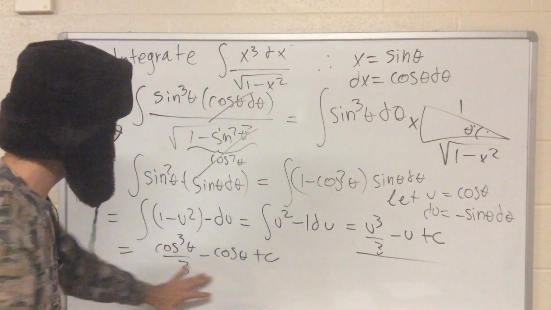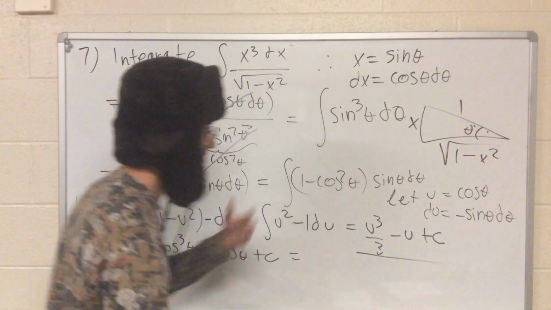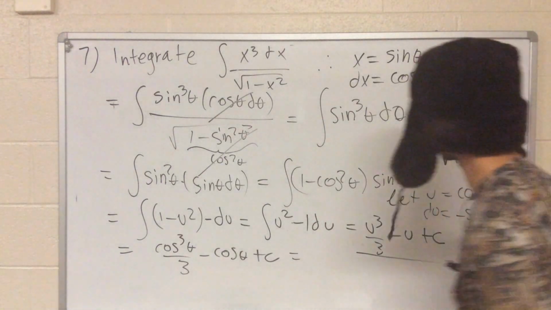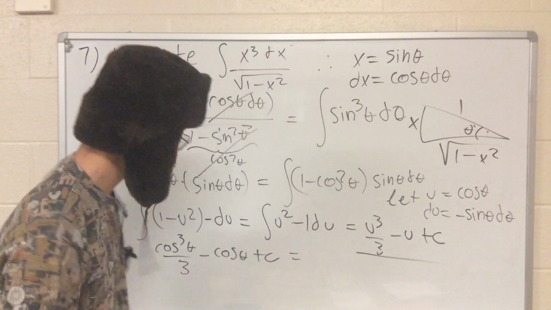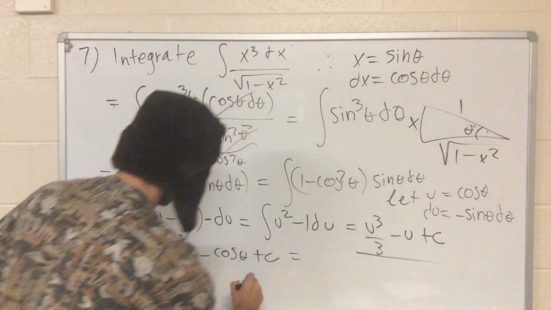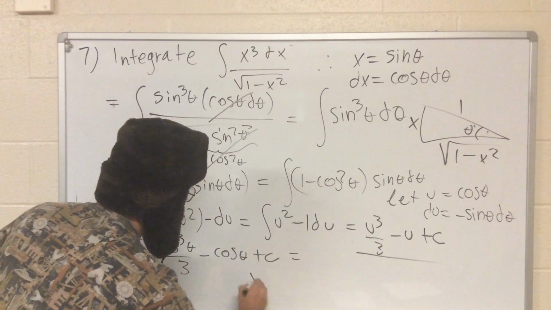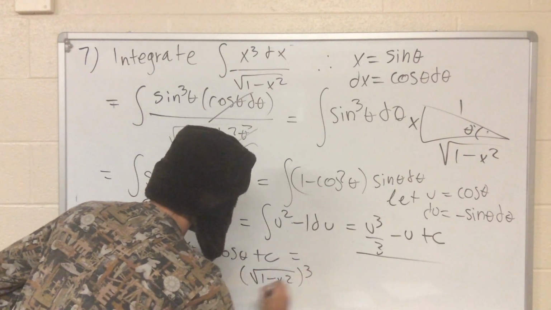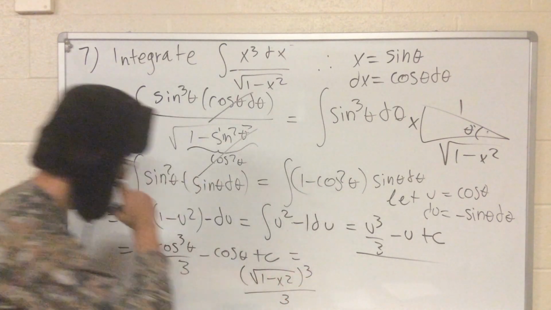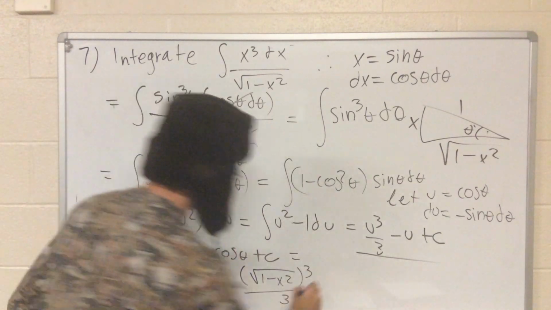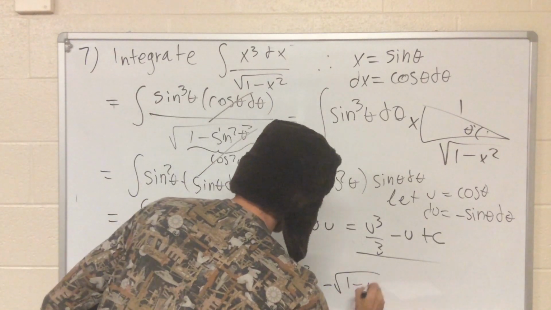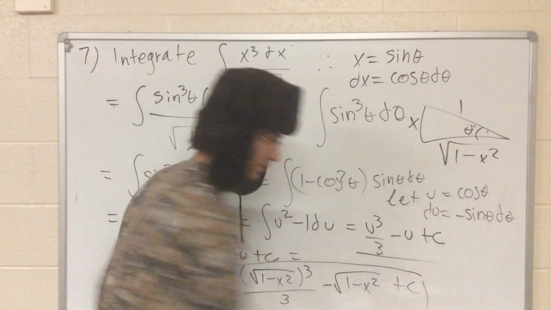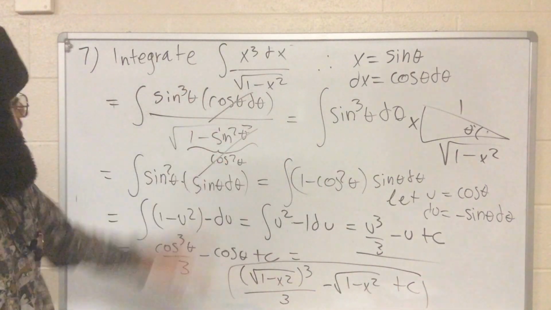Okay, and in this case we know that cosine theta will be adjacent over hypotenuse, right? So that will be the square root of 1 minus x squared, and so the answer will be the square root of 1 minus x squared to the power of 3, all of that divided by 3, and then minus the square root of 1 minus x squared plus c. Okay, so that would be the answer for this question, number 7.